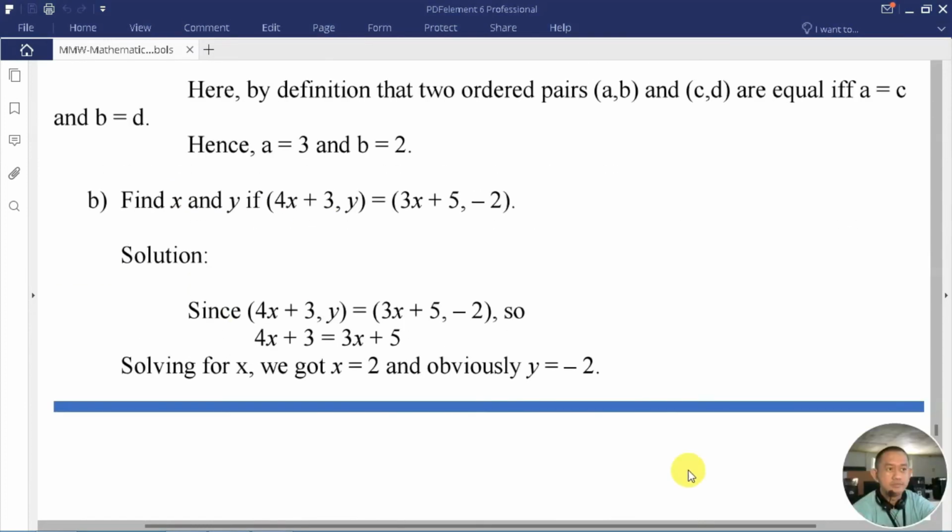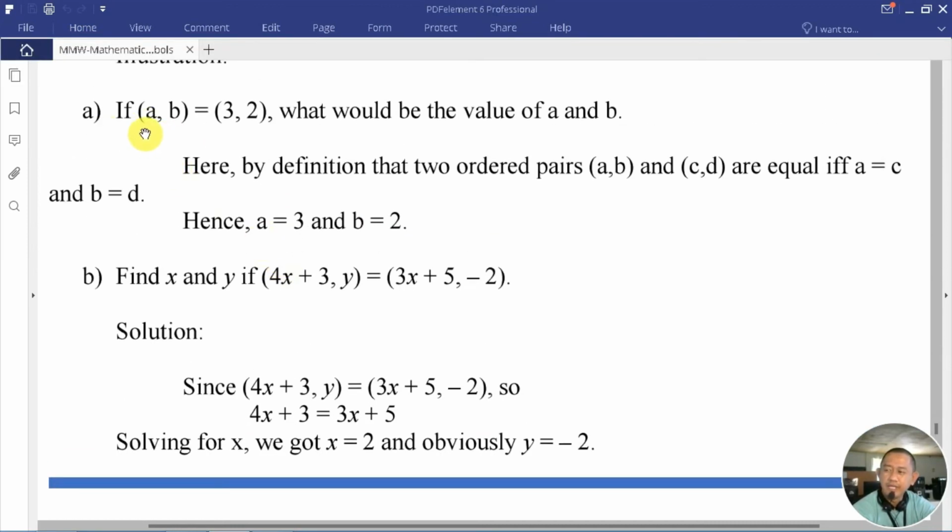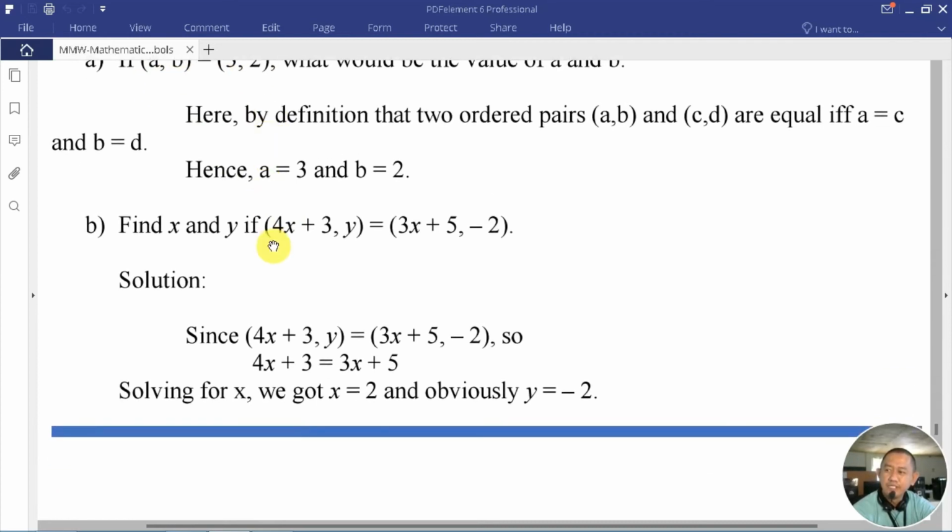Tura ka sa yan. Now, we have letter B, second example: find x and y if we have this expression (4x + 3, y) = (3x + 5, -2). So, the same format as this one. If (A, B) is equal to (3, 2), then your A is 3 and your B is 2. So, basically, this is your A. Kani siya, mo na imong x. Kaning 4x + 3, mo na si imong x. Mo na ang value niya karon.